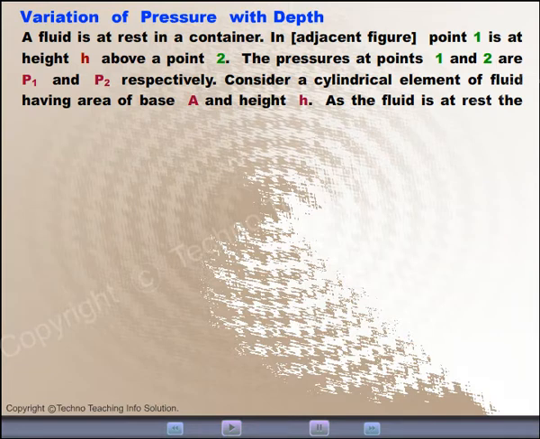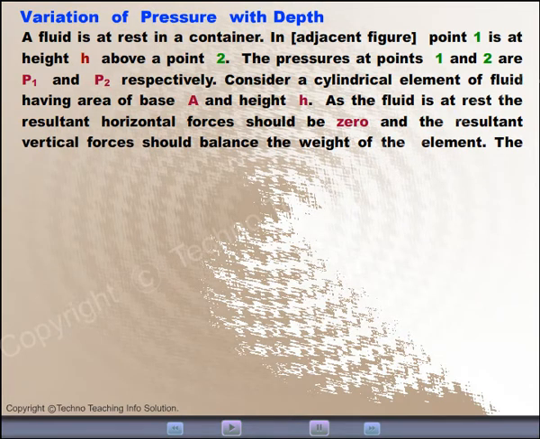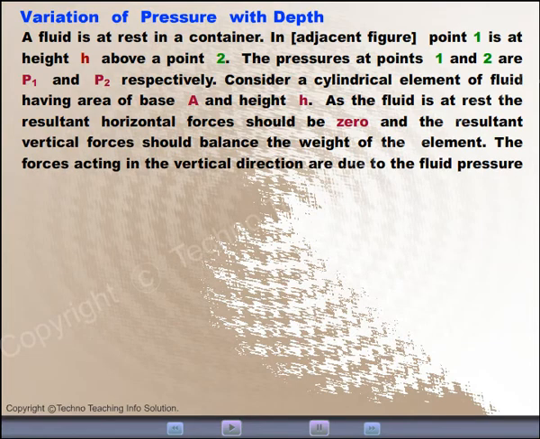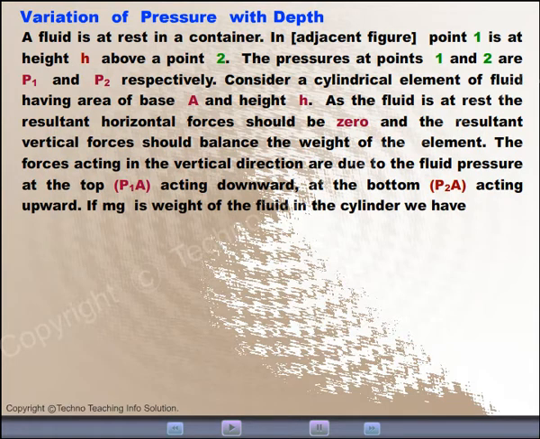As the fluid is at rest, the resultant horizontal forces should be zero and the resultant vertical forces should balance the weight of the element. The forces acting in the vertical direction are due to the fluid pressure at the top, P1A, acting downward, and at the bottom, P2A, acting upward. If mg is the weight of the fluid in the cylinder, we have (P2 - P1)A = mg. Equation 10.5.